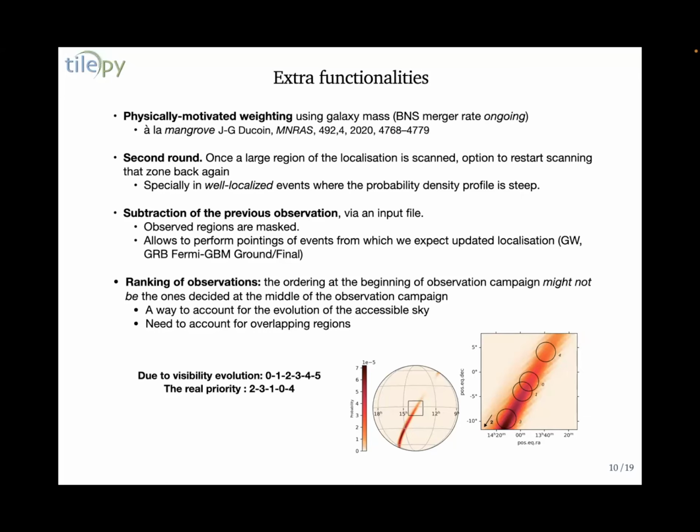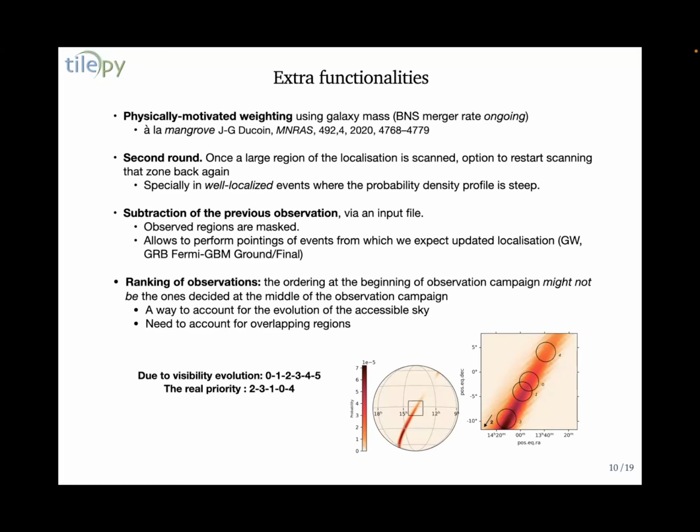Obviously, we need to account for previous observations because we have updates both for gravitational waves and also GRBs. So we have this way of taking just an input file and then subtracting. We mask that part and we start the scheduling.